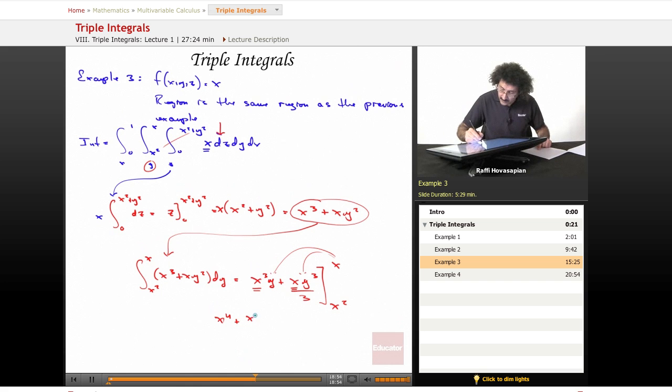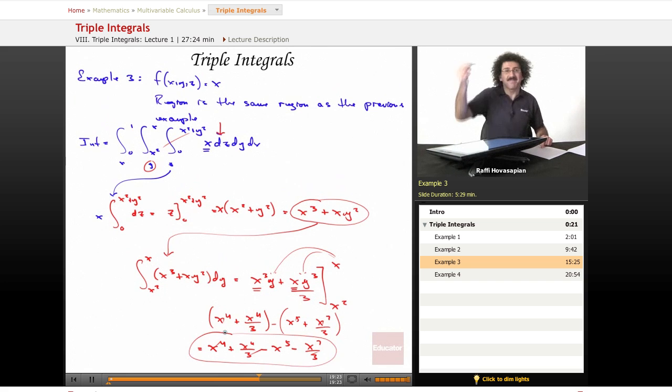plus x to the 4th over 3 minus x to the 5th plus x to the 7th over 3, which ends up equaling x to the 4th plus x to the 4th over 3 minus x to the 5th minus x to the 7th over 3. So that's my new integrand for my last integral.